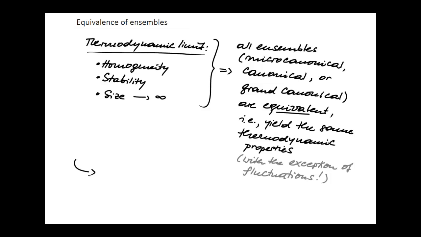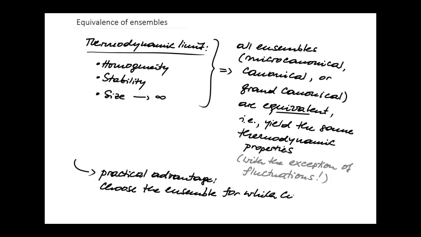Now, as I said, this is first of all a major practical advantage, because you can simply choose the ensemble for which the calculations are easiest. The fluctuations are an important caveat that I already mentioned. Another caveat is it's really important that you do have stability. So all three conditions that are listed on the left-hand side are important. You will also see that when we prove that statement mathematically.